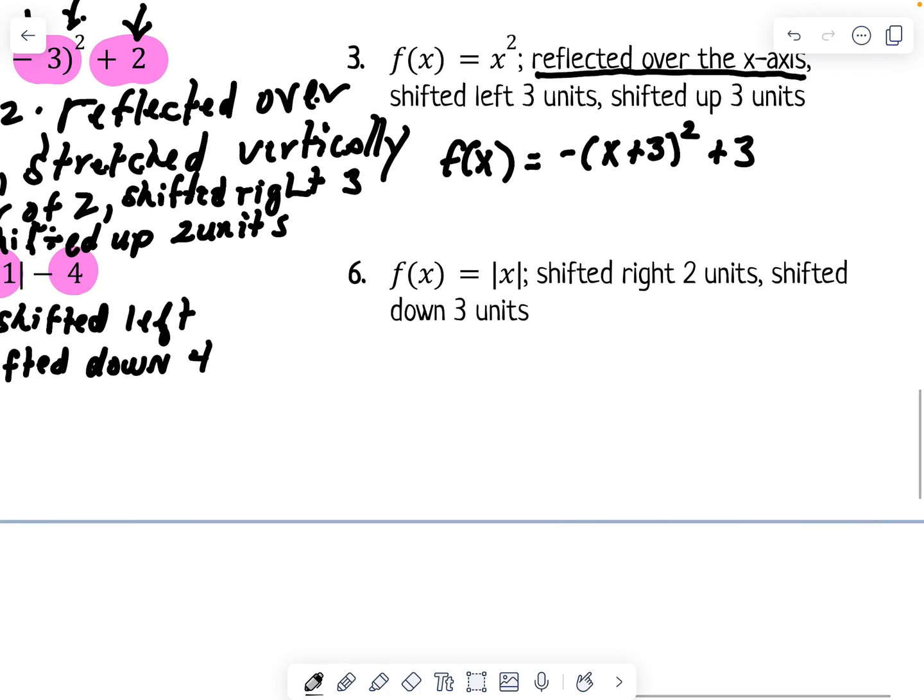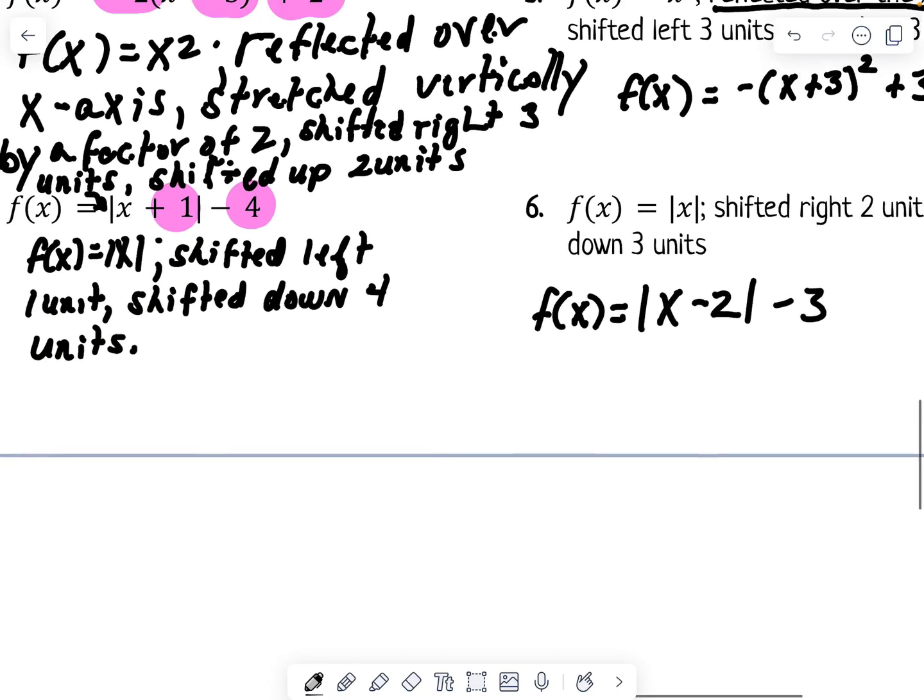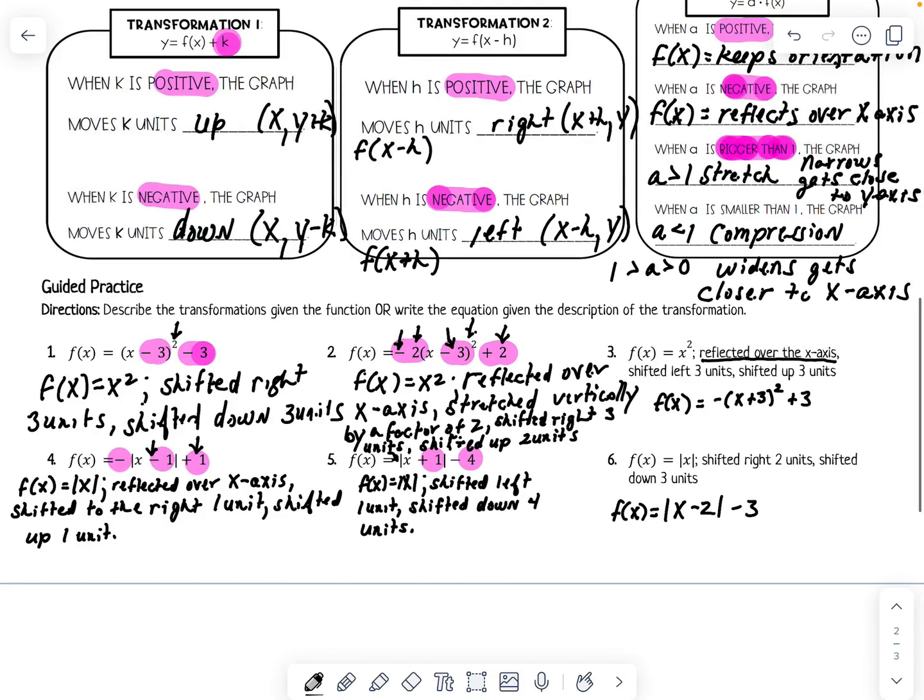Now I have the transformations and I need to write it in vertex form. So start with your f of x and you're going to take your parent function of the absolute value of x and make the changes. Well, I shifted right 2 units and I shifted down 3 units. So I know I don't have an A. So if I shifted right 2 units, I'm going towards the positive, I have to write it as negative. And then I shifted down 3 units, I write it -3. There's my function. Okay, so if you have any questions, please come and ask me, but try your practice assignment.